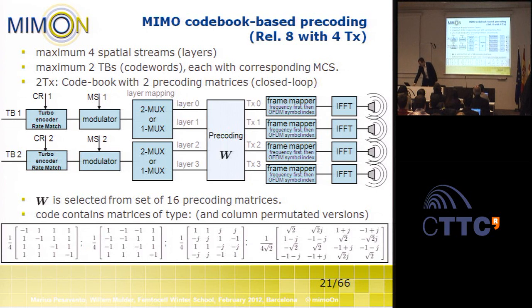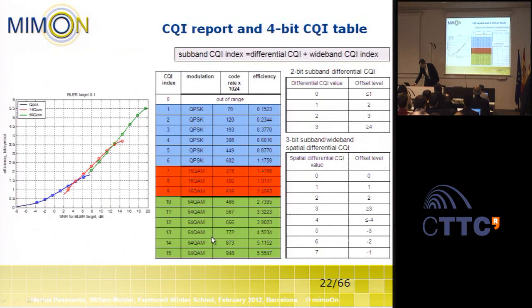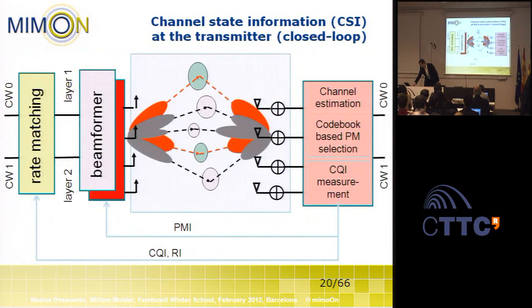So we see that the choice that we have for the precoding matrices in this closed loop scheme is very limited, in fact. So after the precoding, we have the frame mapper, and then we convert the signal back into time domain and transmit it over the air from all of the antennas. So let us, in the following, take a look at how the CQI reports are generated at the user equipment and how the precoding matrix indicator is selected.